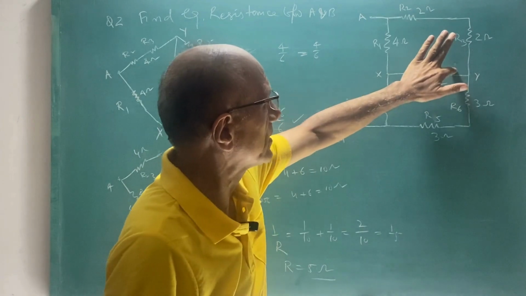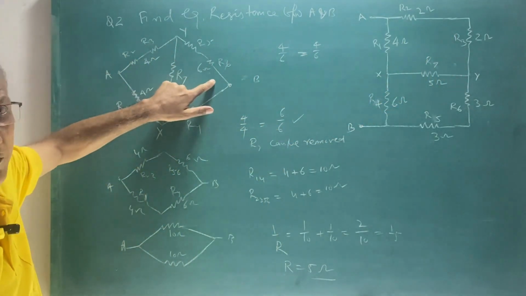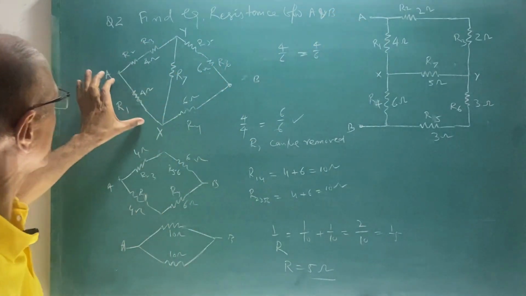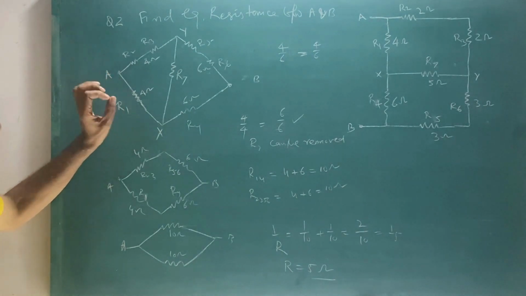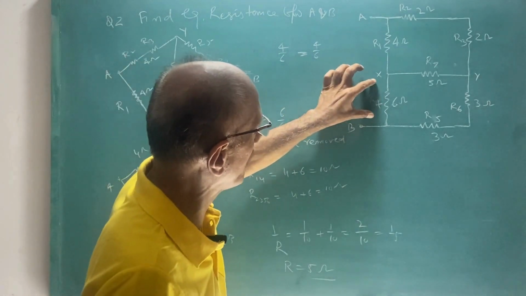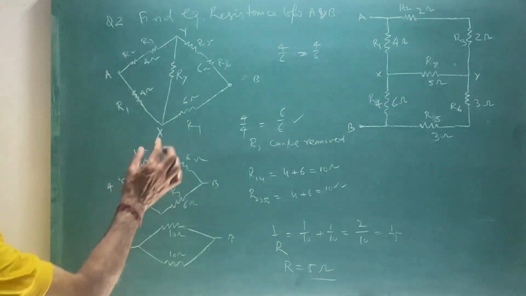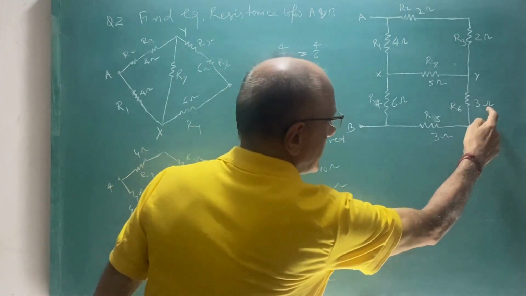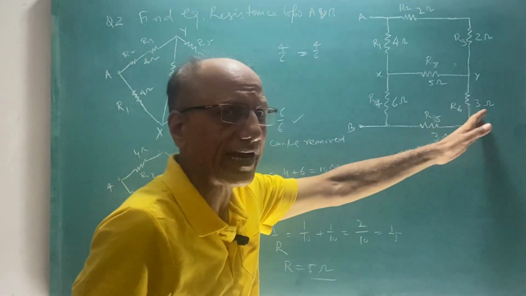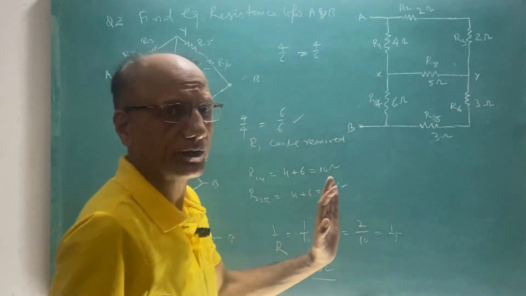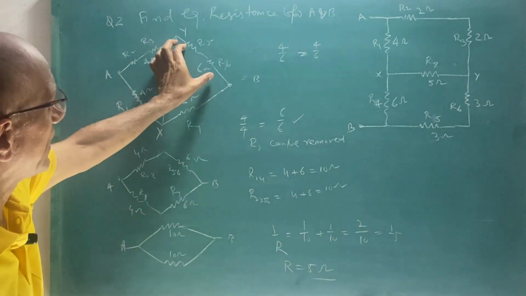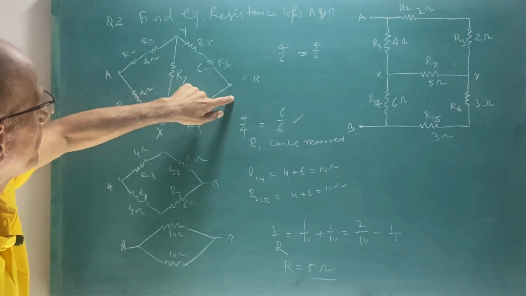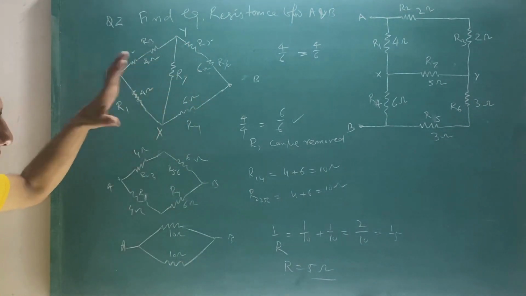These two are in series. We have just drawn it like this. This is from A to X, 4 ohm. Now this R4 is connected from B to X, that is 6 ohm. And these two are in series, so in series the resistances are added. It is 3 plus 3, that is 6 ohm. And they are connected over here, that is between B and Y.